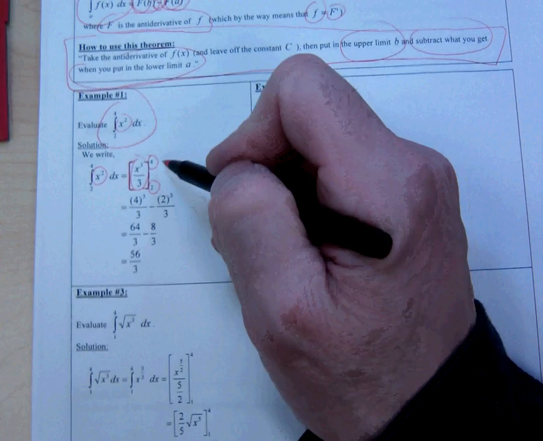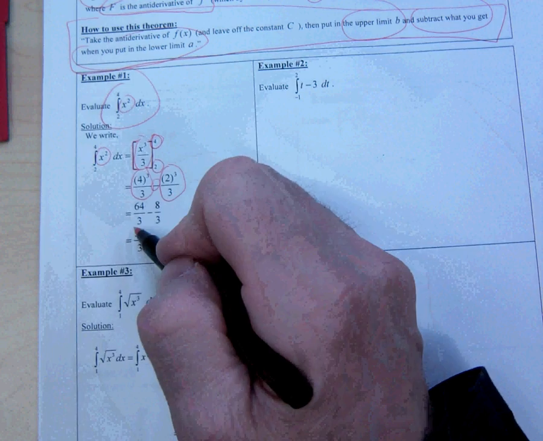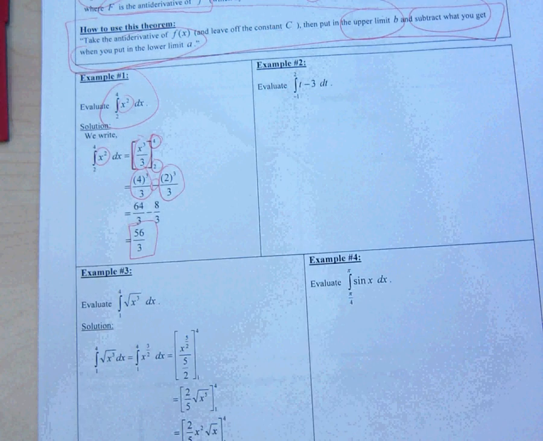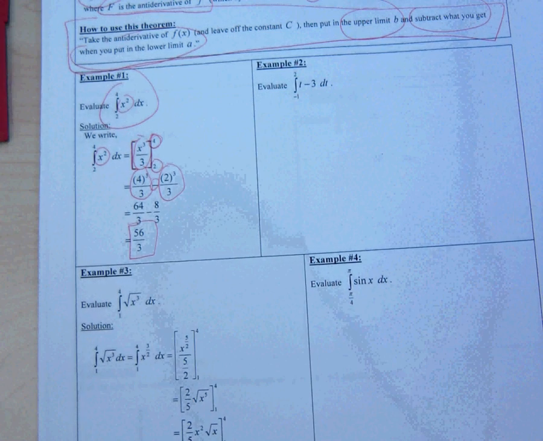And then from there, you stick in the upper limit of 4 and subtract what you get when you stick in the lower limit of 2. And obviously, after simplifying, you get your answer. Told you it was easy, right? Got it? All right, so let's do this one here.